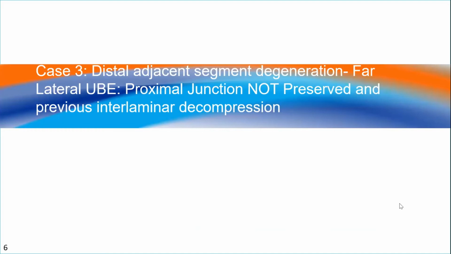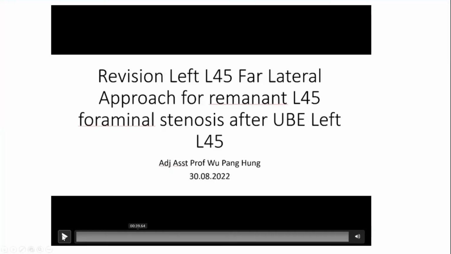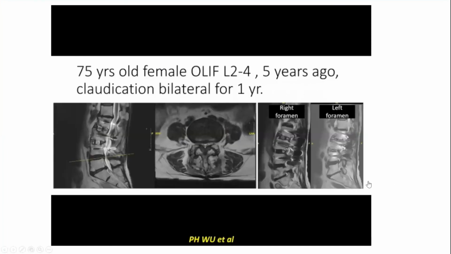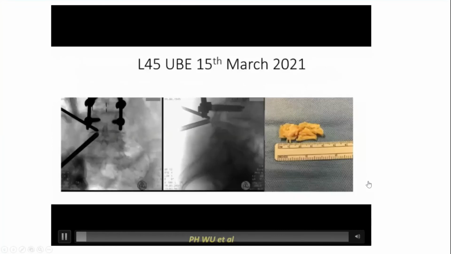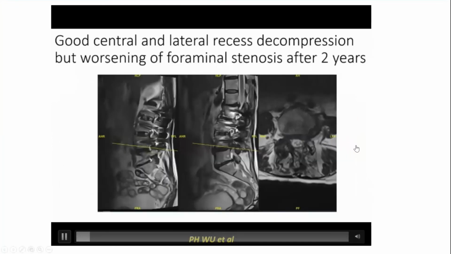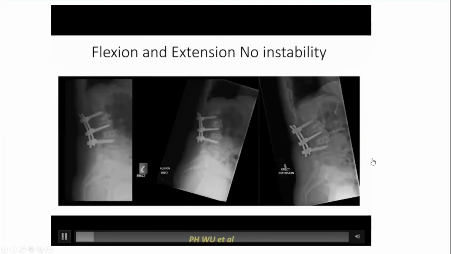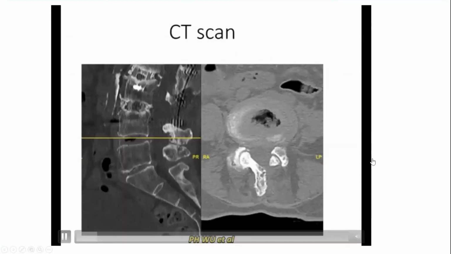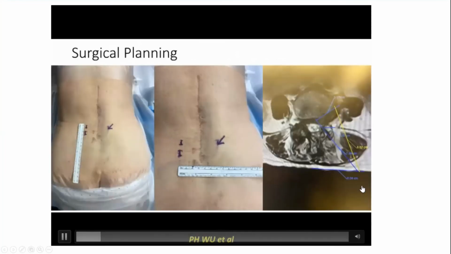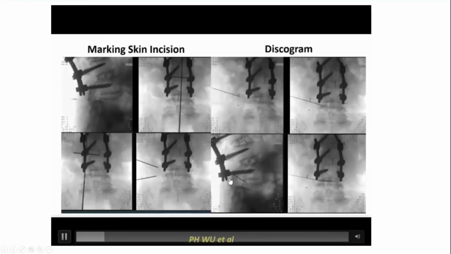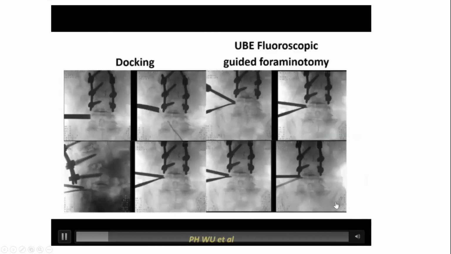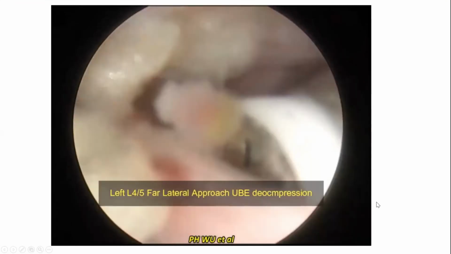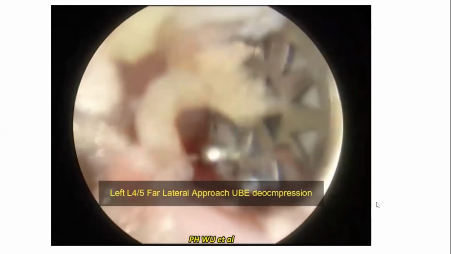So third case, adjacent segment degeneration again. I used a far lateral approach because the patient had a previous laminectomy as well. For the concern of time, I just showcased the technique. I think it's L4-5. Previously did the L4-5 laminectomy, sufficient interlaminar decompression, but still has far lateral compression for foraminal stenosis. So we plan a far lateral approach in this case. And you can see that we dock at the facet joint of left L4-5.